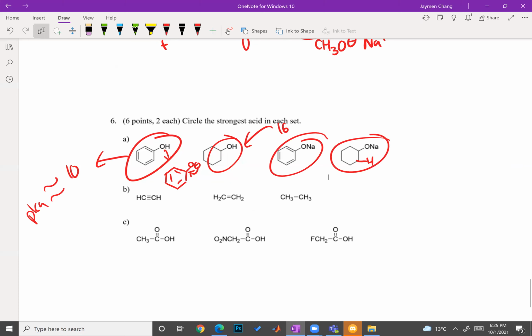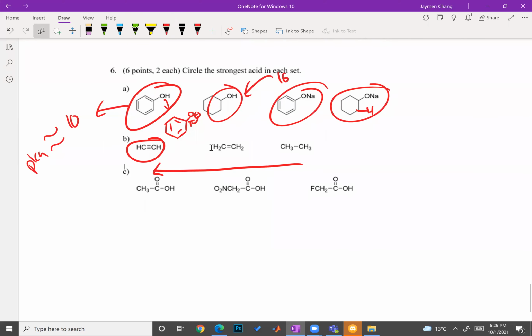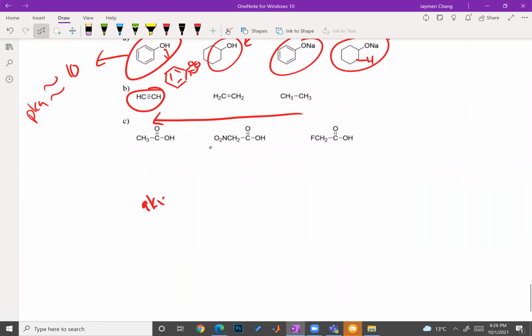Next, we're going to be looking at hybridization. It's quite common where they want you to see which is the strongest acid. We'll see that the more s character something has, the more acidic it's going to be. So the answer is going to be the alkyne, because alkyne is going to be sp. Alkene is going to be sp2. And the other one, a methyl group or alkane, is going to be sp3.